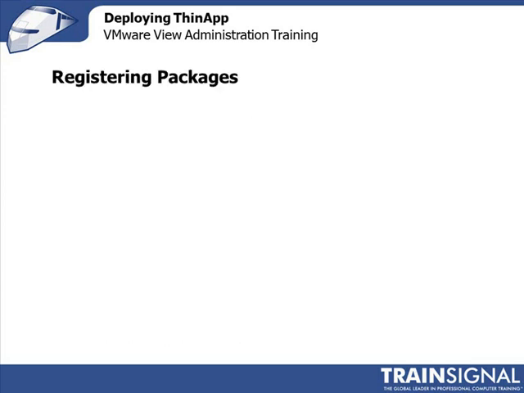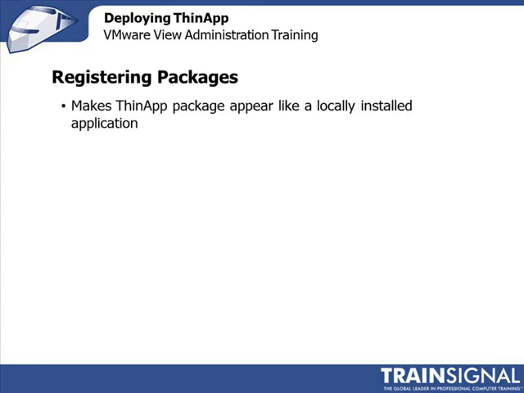So we talked a little bit about registering the packages. So let's talk about what that means. When you register the package, you make it look like the ThinApp application is installed locally. This includes creating file extensions within the registry so that when you double-click on a document that has a .doc extension, Windows knows to call the ThinApp package that contains Microsoft Word.